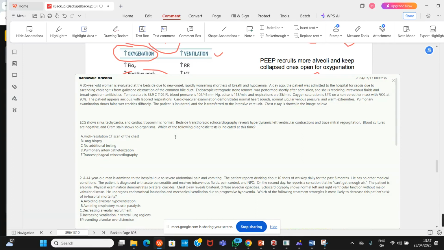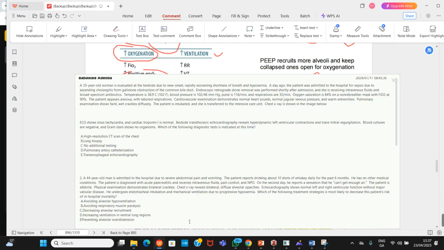This one is tough, but we can get it. We have talked about it. A. Avoiding alveolar hypoventilation. B. Avoiding respiratory muscle paralysis. C. Decreasing alveolar recruitment. D. Increasing ventilation in the ventral lung regions. E. Preventing alveolar overdistension.